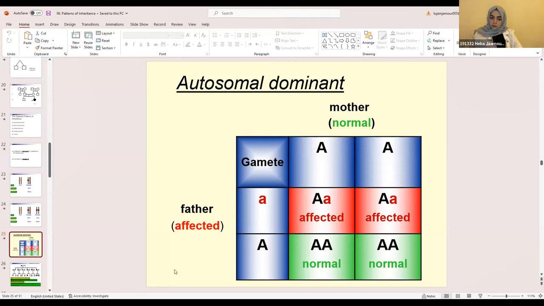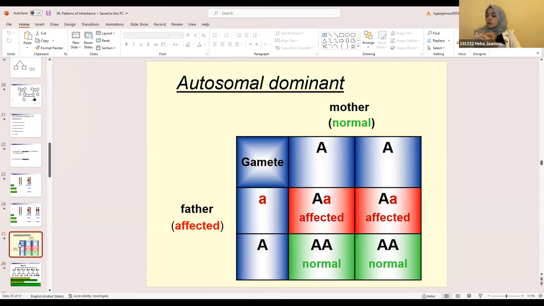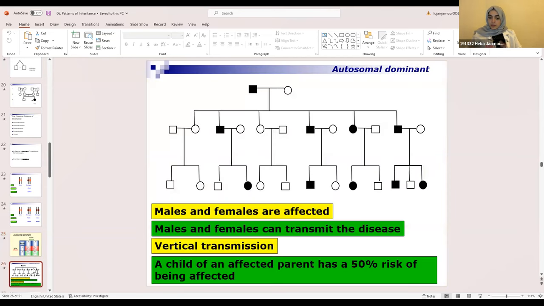So, in autosomal dominant, there are four things that you have to keep in mind. Males and females are affected. Males and females can transmit disease. It does not matter whether it's the mother or father that's affected. Vertical transmission, as in it comes within each generation, and a child of an affected parent has a 50% chance of being affected. If you are confused or not sure, draw this. One affected, one not affected, crisscross and match, and you get it. Okay? With dominant, if you have one of them that's abnormal, that's it, the individual is affected. This is autosomal dominant.